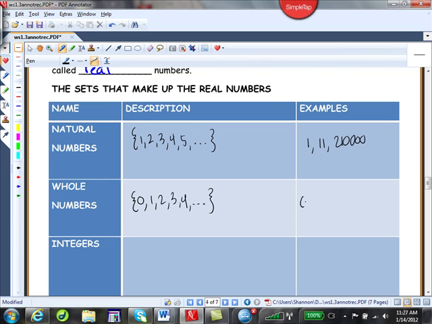So, why don't we go ahead and include that one? 0, 5, 83. These are all examples of whole numbers.